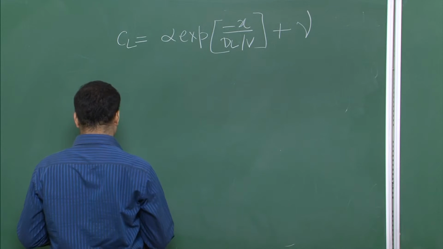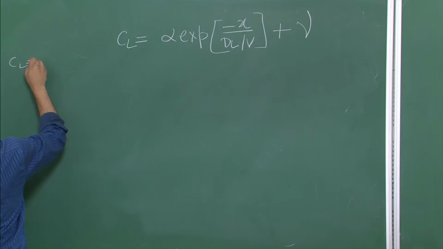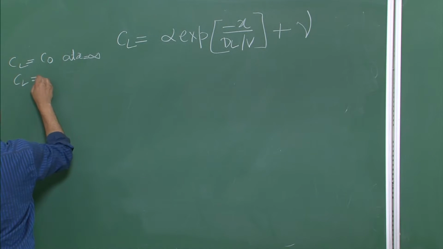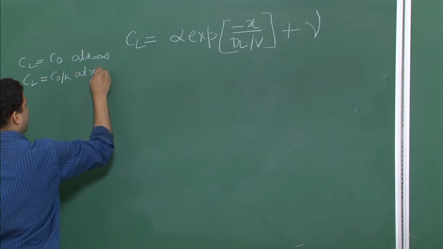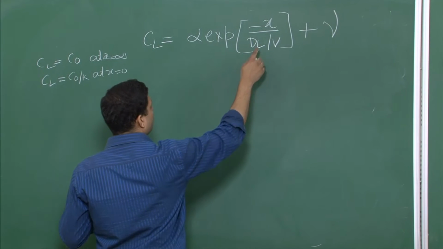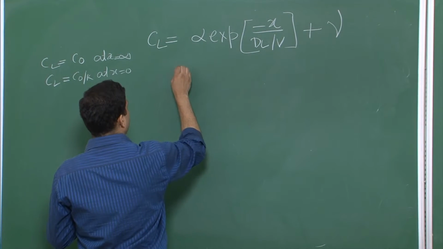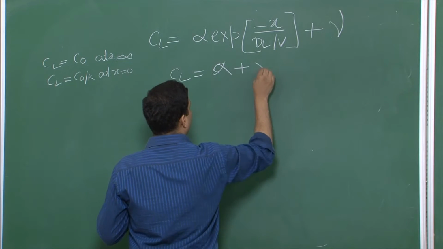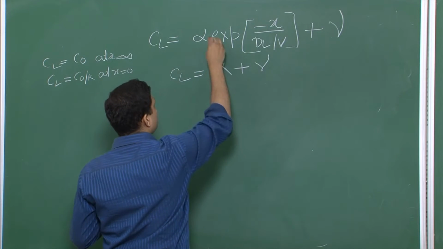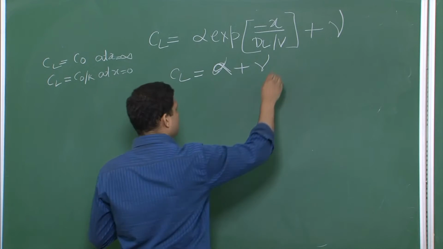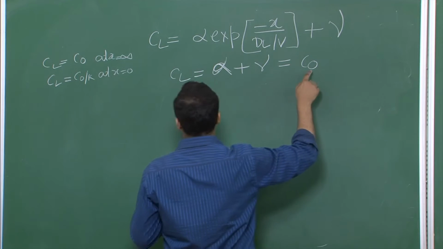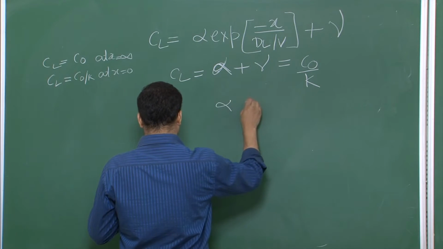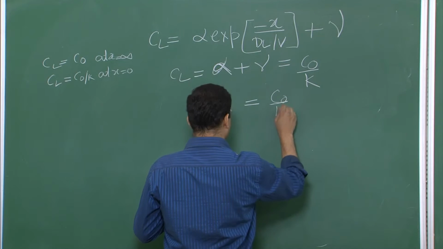Now, like we said, we will put in the boundary conditions. Let me write it in a small note over here: CL equal to C naught at x equal to infinity, and CL equal to C naught by k at x equal to 0. So, you put x equal to 0, and what you get is CL equal to alpha plus gamma, because when you put x equal to 0 this whole thing becomes 1. So, this is alpha plus gamma, and this is equal to C naught by k.